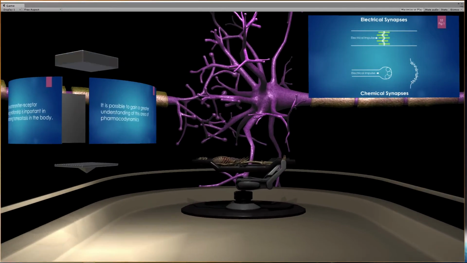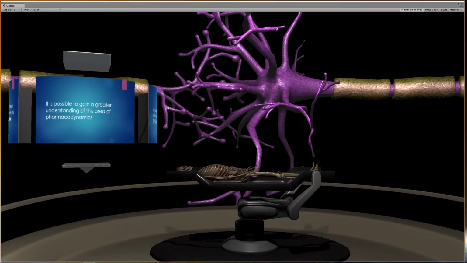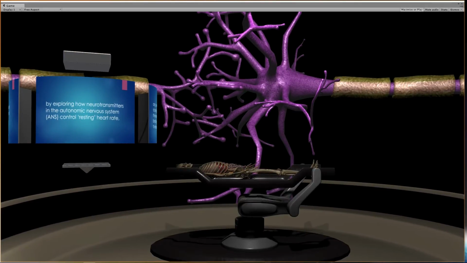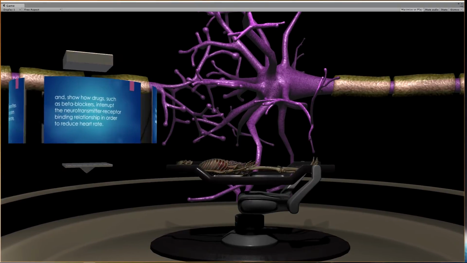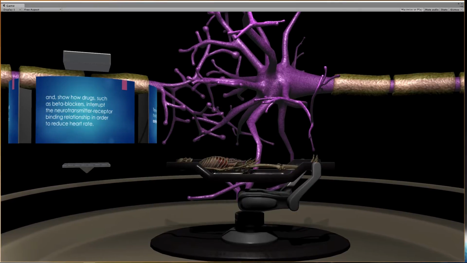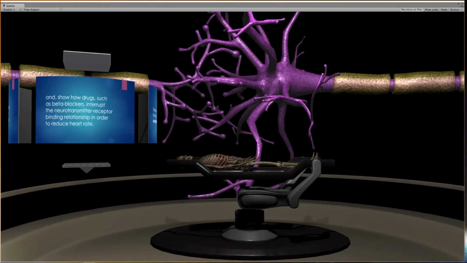It is possible to gain a greater understanding of this area of pharmacodynamics by exploring how neurotransmitters in the autonomic nervous system control resting heart rate and show how drugs, such as beta blockers, interrupt the neurotransmitter receptor binding relationship in order to reduce heart rate.